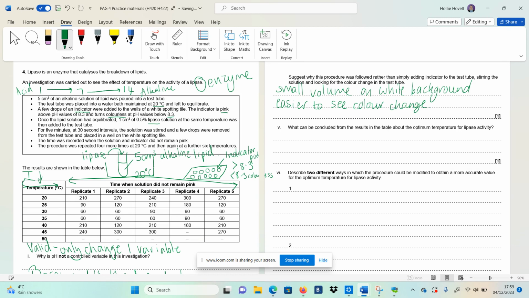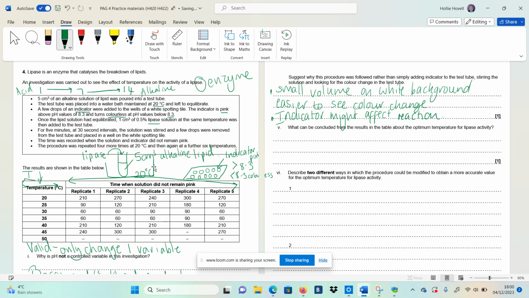If you added the indicator to the actual reaction, because you want the reaction to carry on after you've tested it, it might affect the reaction. So we don't want that to happen. So keeping the indicator separate means it won't interfere with the reaction. So you might have said that the indicator might affect the reaction. You might have said better temperature control because you didn't have to take the test tube in and out of the water bath. You only needed one. But you might have written something about keeping it at a constant temperature.